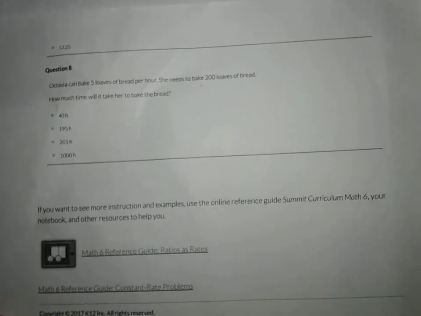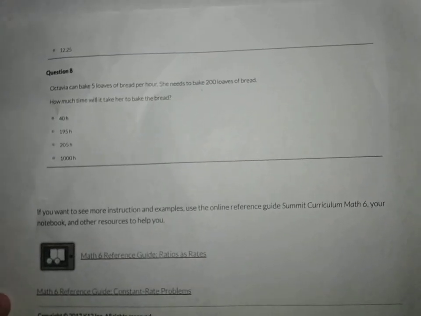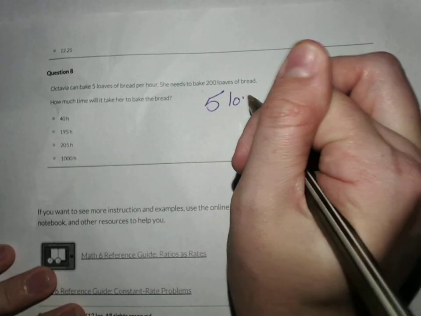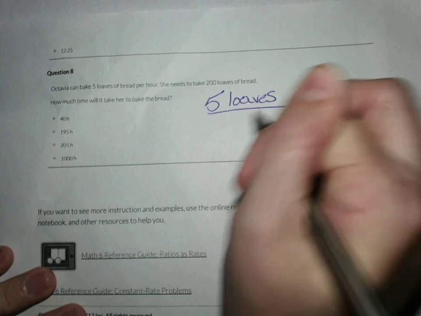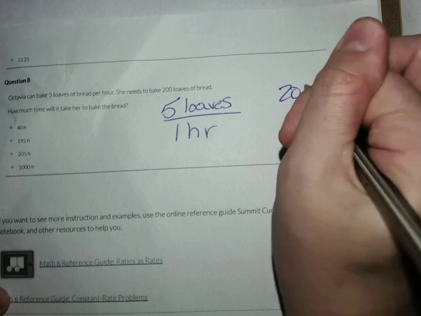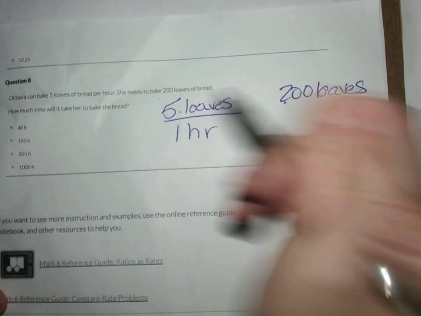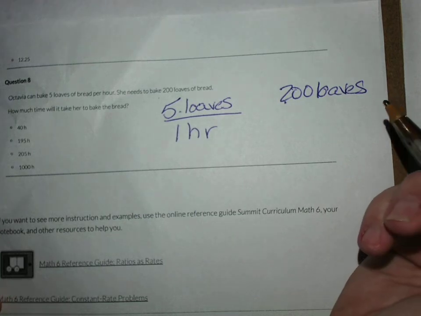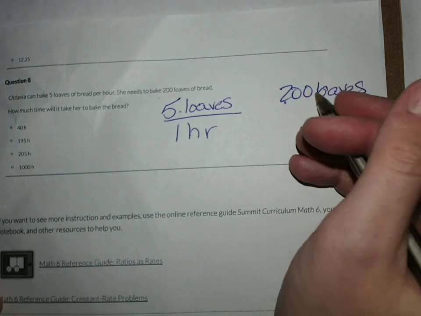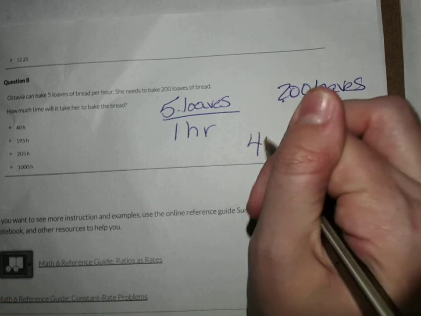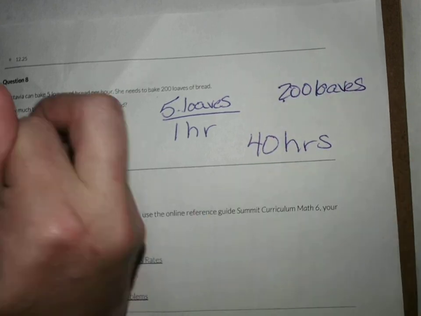Okay, number 8. Octavia can bake 5 loaves of bread per hour. How long will she need to bake 200 loaves? So you're going to say 200 divided by 5, and that will give us our answer. And that will take her 40 hours.